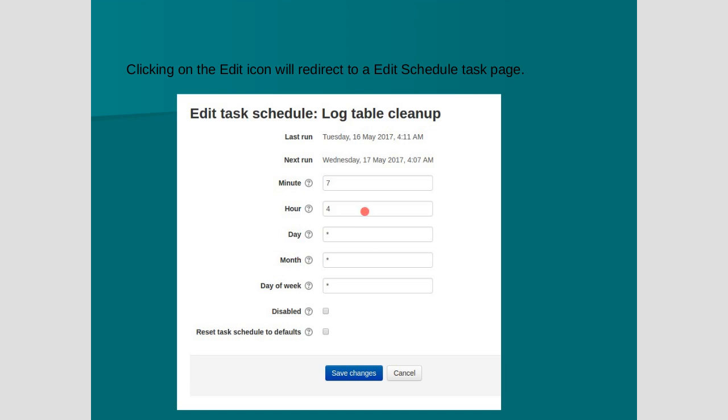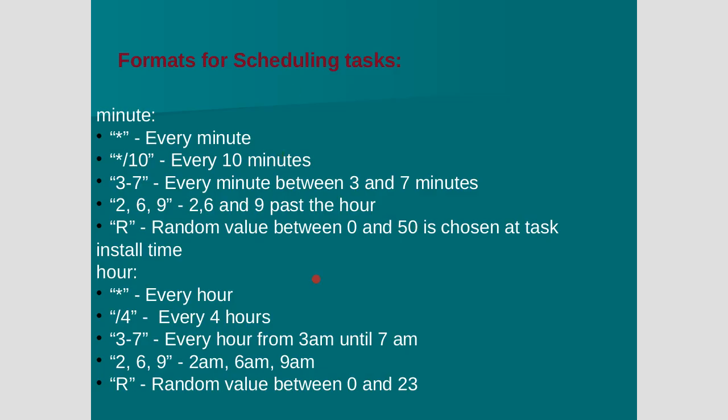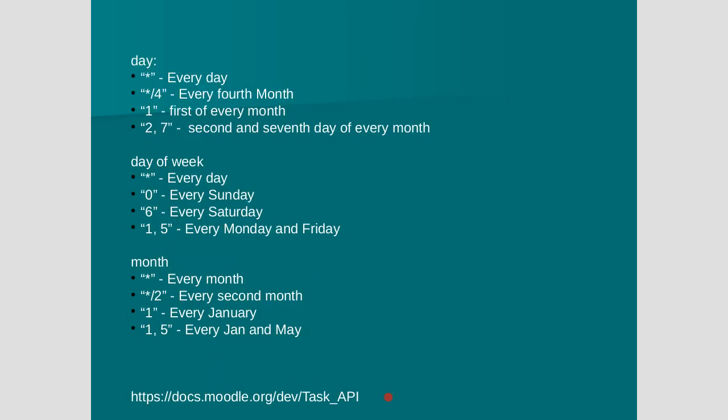For the hour field, the values are very similar to the minute field. And the other fields are day. Asterisk represents every day. Asterisk /4 means every 4th day. 1 represents the first of every month, and 2,7 means the second and 7th day of every month. For day of week, asterisk represents every day, 0 means every Sunday, 6 every Saturday, and 1,5 every Monday and Friday. And for month, it's again similar to the day: every month, every second month, and so on.